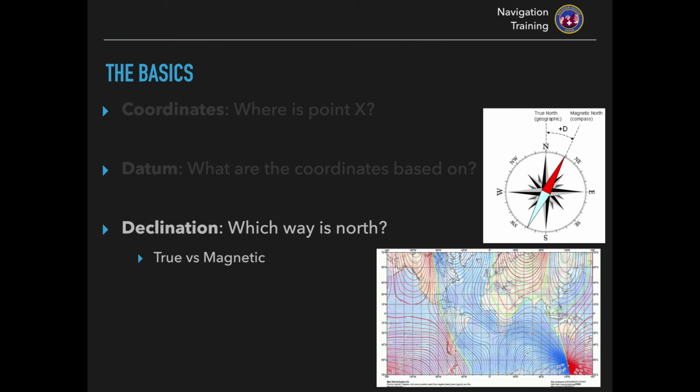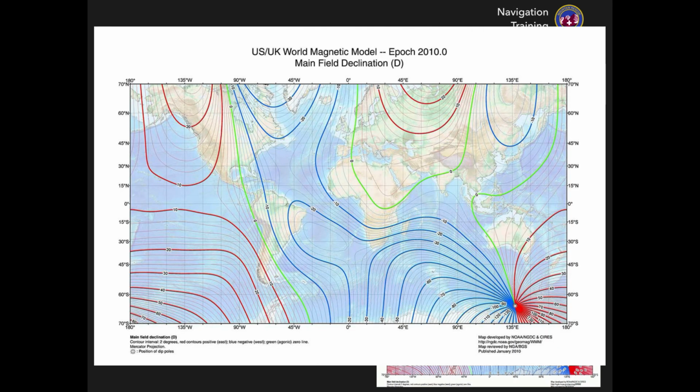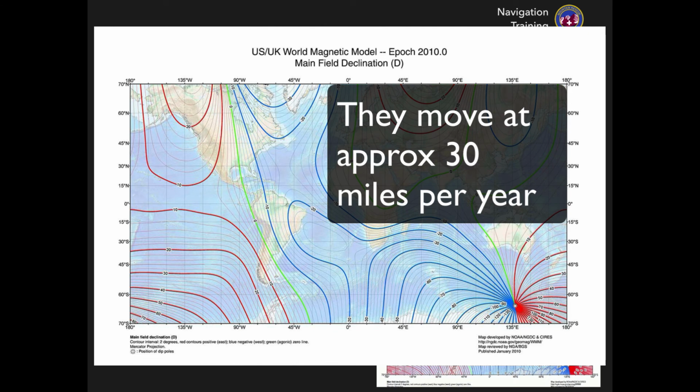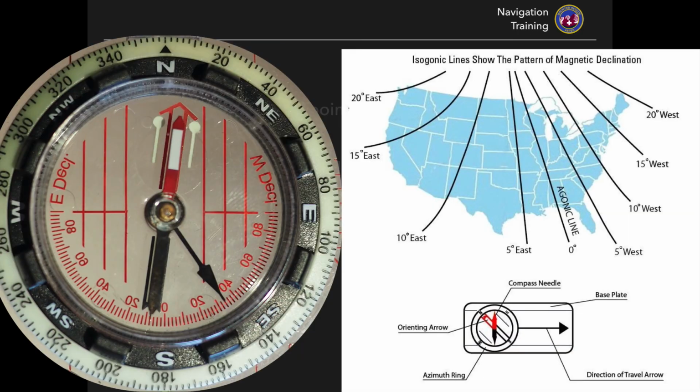Our next core concept is declination. Declination is the difference between magnetic north and true north. In this image here, you can see what the Earth's magnetic fields look like draped across the planet. There are very few places where the magnetic lines actually align with true north. To further complicate matters, these lines are constantly changing as the poles move.